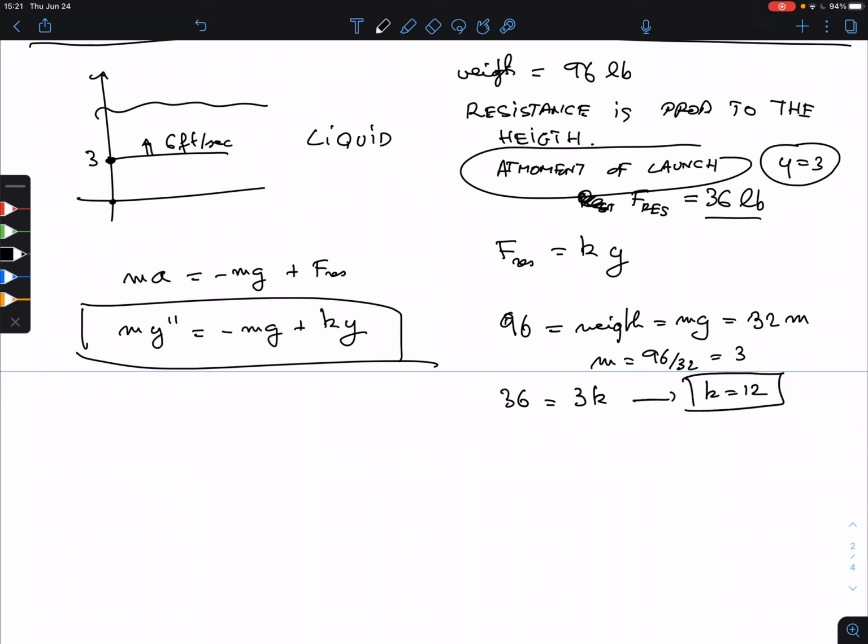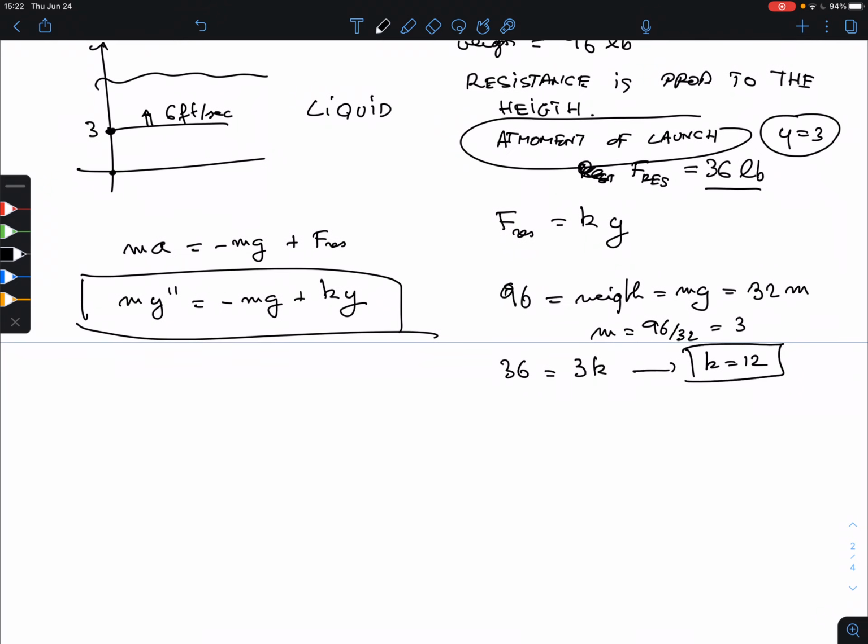So be careful, it's not the velocity, it's not the 6 that we have to plug in, it's the 3, the position, because it's proportional to position, not to velocity in this case. This is not a realistic model, by the way, you'll see why. But in theory, this is possible. Theoretically, you could have some kind of weird liquid that has this property. So this is where we are. Let's write down our equation. So m was 3, right? So 3y double prime equals minus mg. But mg is just the weight, so that's minus 36 plus 12y.